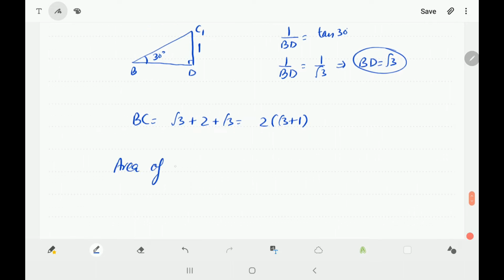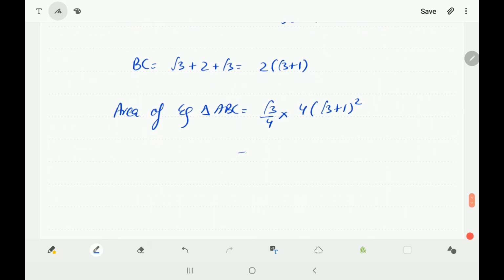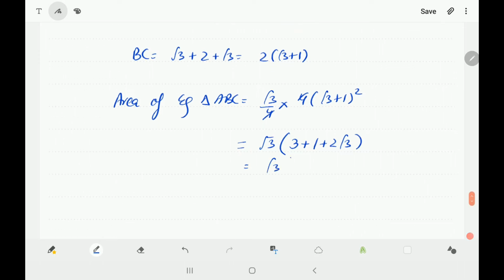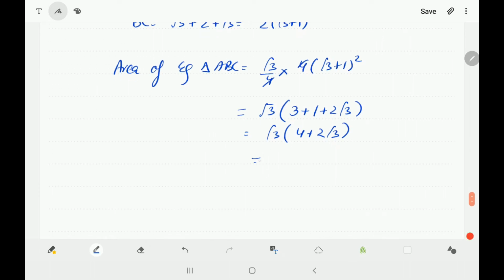So the area of equilateral triangle ABC will be equal to root 3 by 4 times the side whole squared. So which will be 4 times of root 3 plus 1 whole square. Okay, side square you have taken. So 4 and 4 will cancel out. So you will be left with, a plus b whole raised to the power 2 is a square plus b square plus 2ab. Okay, so we have now root 3 times of 4 plus 2 root 3. Okay, so you can take 2 again common. So 2 root 3, you are left with 2 plus root 3.